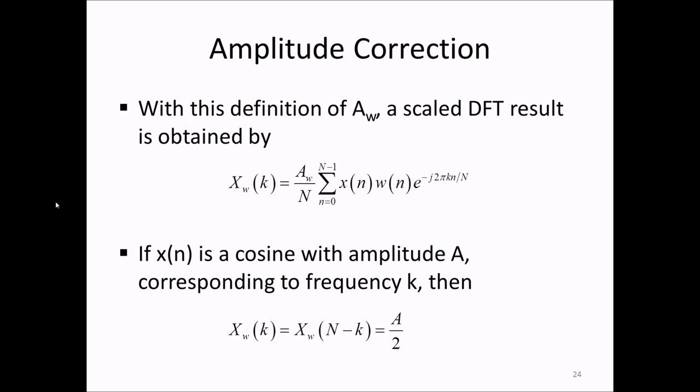If x of n then is a cosine with amplitude A corresponding to a particular frequency, let's say k, then we will get two values out of the DFT. We will get X sub w of k and X sub w of N minus k, and both these values will be A over two.